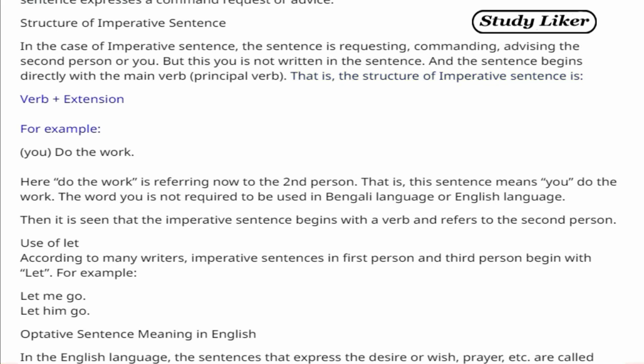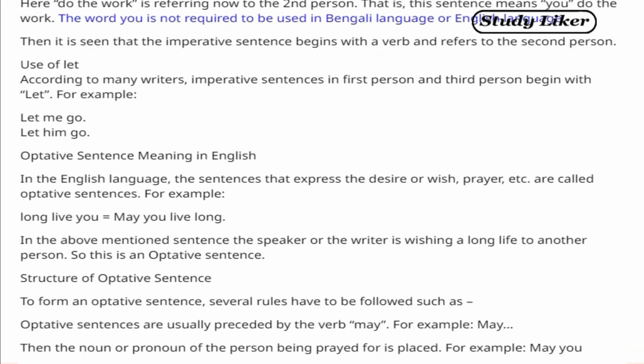That is, the structure of imperative sentences: verb plus extension. For example, do the work. Here do the work is referring to the second person. That is, this sentence means you do the work. The word you is not required to be used in Bengali language or English language. Then it is seen that the imperative sentence begins with a verb and refers to the second person. Use of let. According to many writers, imperative sentences in first person and third person begin with let. For example, let me go. Let him go.